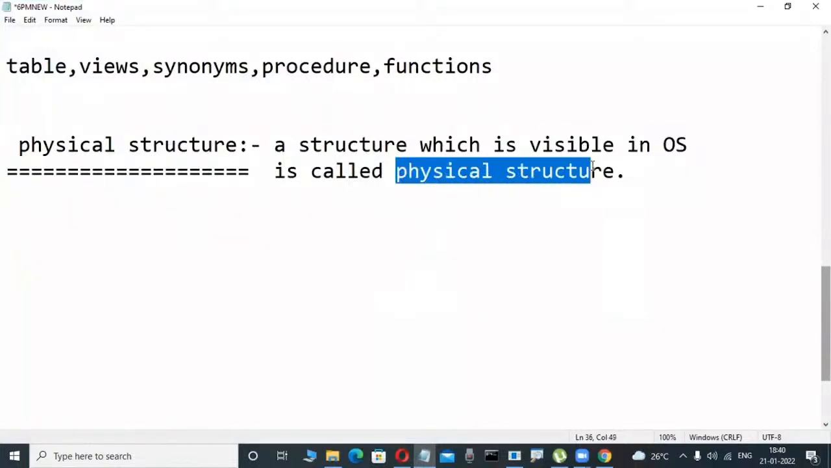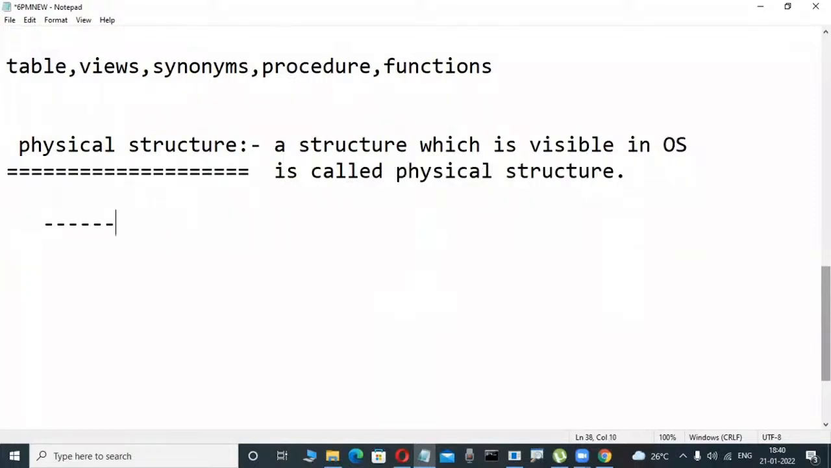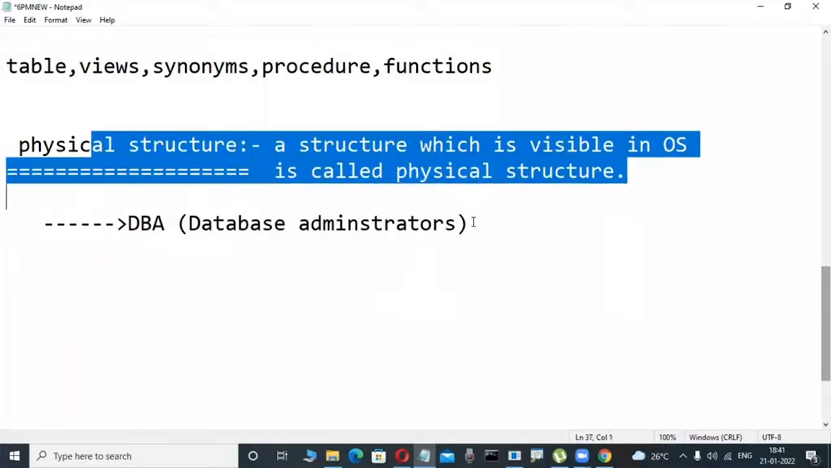But who works on the physical structure? Different types of persons are working there. Who are they? DBA, database administrator. In a project, besides developers, there are other types of persons in a database. Database administrators only work on the physical structure.